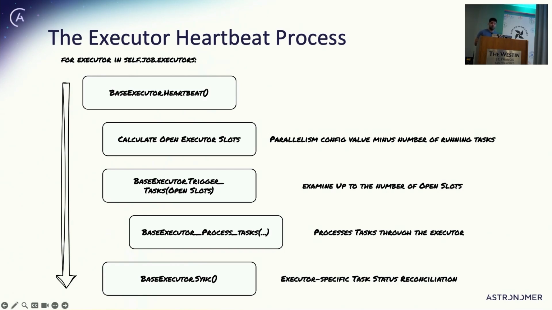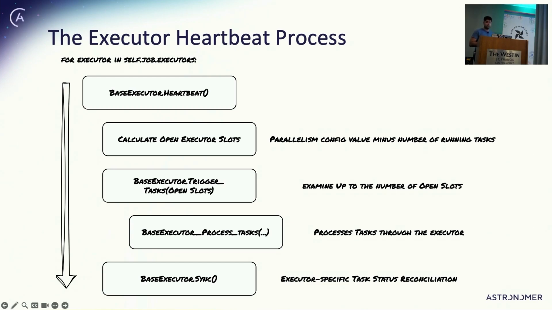The parallelism config is defined as the number of tasks that can run concurrently on an Airflow cluster per scheduler. After this, we call the trigger tasks method, which will examine up to the number of open slots computed previously. If we have executor and pool slots available, we call the process tasks method. In some cases, process tasks will submit tasks for synchronous execution by the executor. And that's actually the default case.